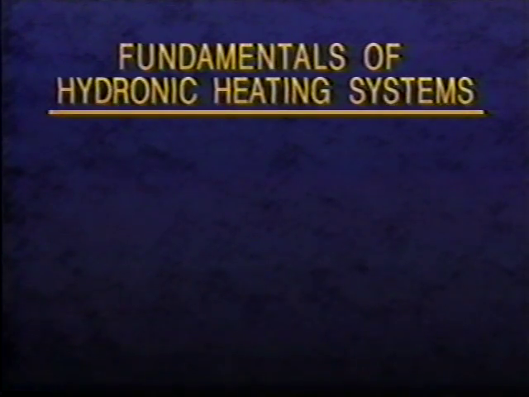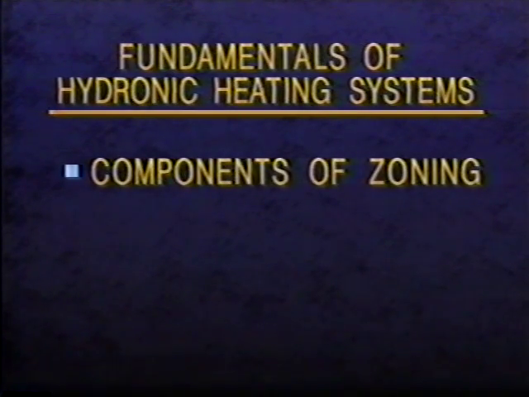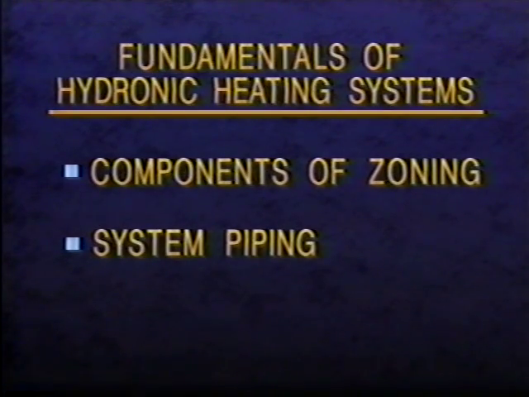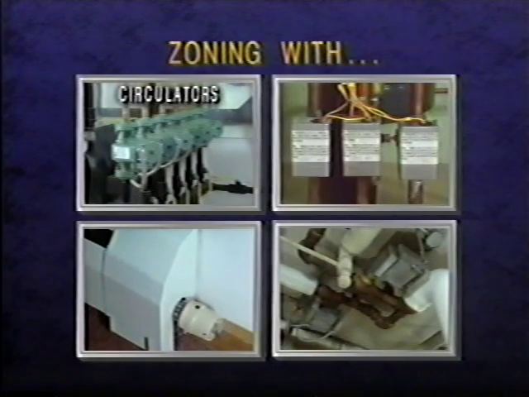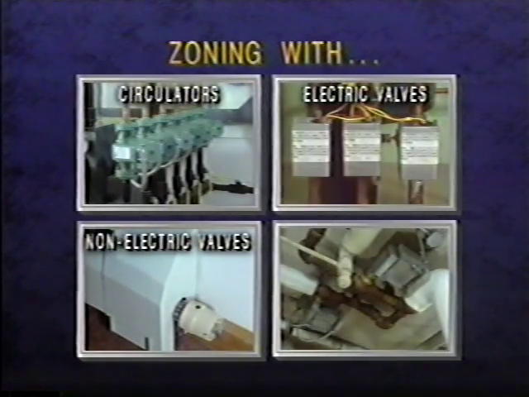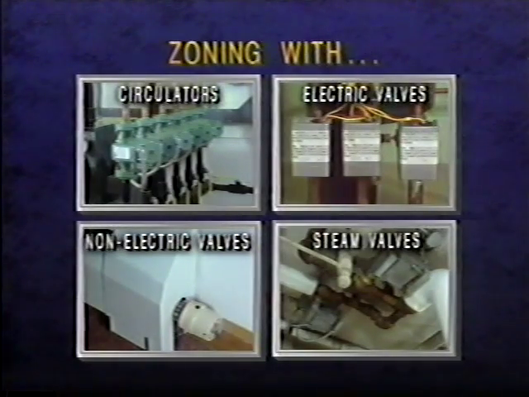The first section will cover the fundamentals of hydronic heating systems. What are the components of a basic system relative to zoning and system piping? Throughout this course, we will be looking at actual installations of hydronic heating systems. You'll see zone systems using circulators, electric and non-electric zone valves, and steam zone valves. We will also be pointing out various system components found in these systems.